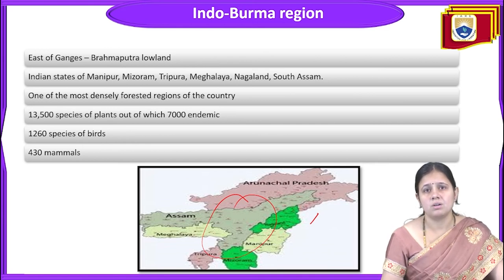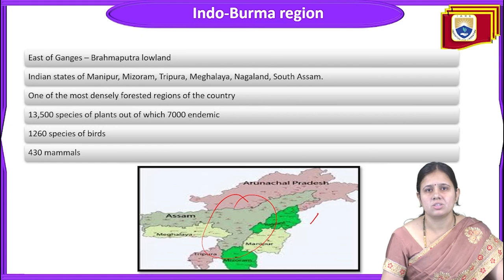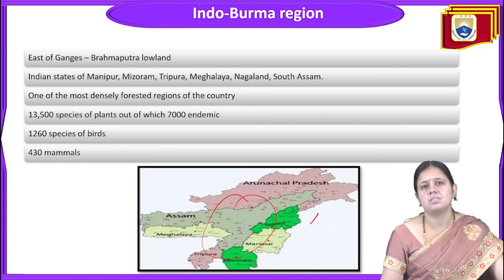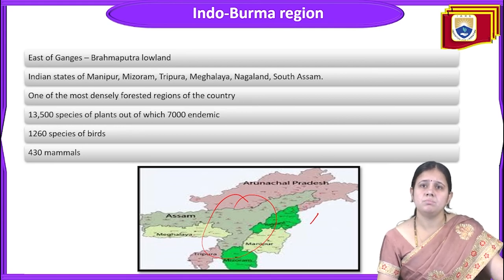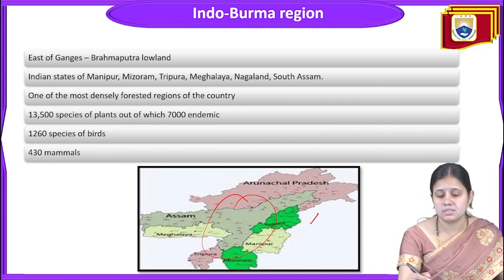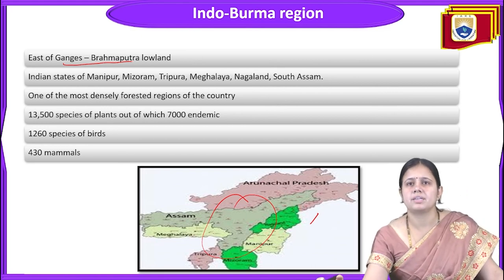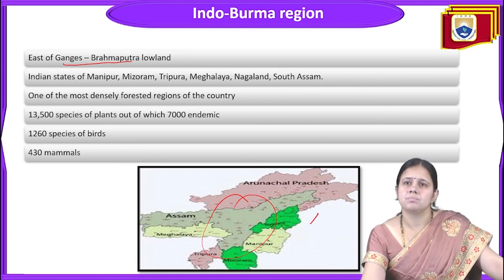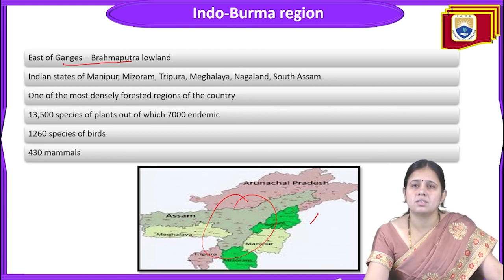Almost 1500 species of plants are there, among which 7,000 are endemic in nature. And 1260 species of birds are there in this area and 430 mammals. So it covers Indian states like Manipur, Mizoram, Tripura, Meghalaya, Nagaland and South Assam. It is mainly the East Ganges and Brahmaputra lowland. That's why it is a very productive land of India, and a very highly densely forested region of the country.